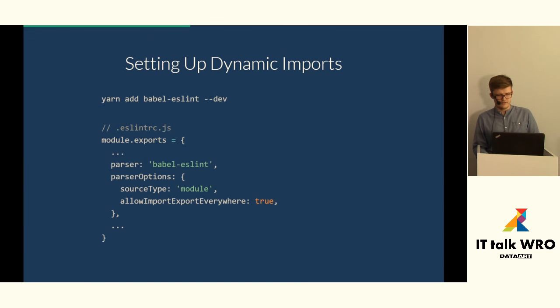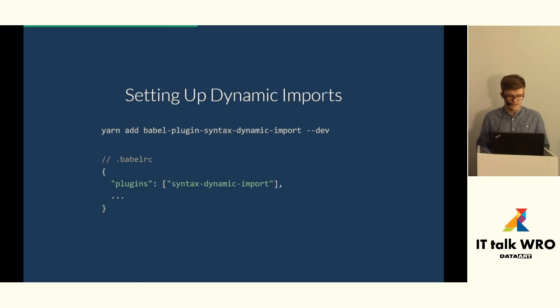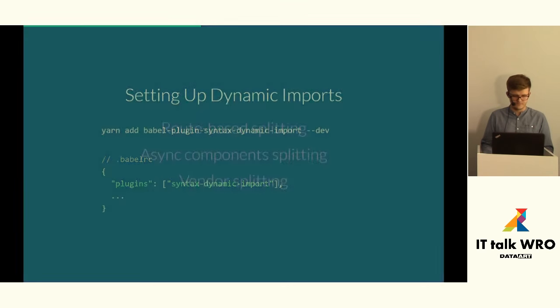So how to enable this? You have to add one parameter to Babel ESLint, allow import export everywhere set to true, and install one plugin called syntax dynamic import, and place it into your config. The good news is that all this stuff is built into Create React App. So if you use it, don't worry, the guys have done the work for you.